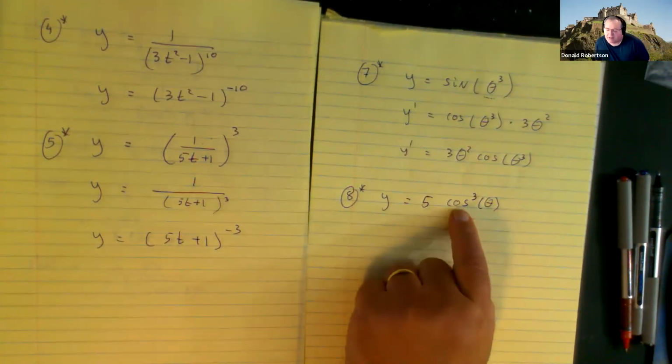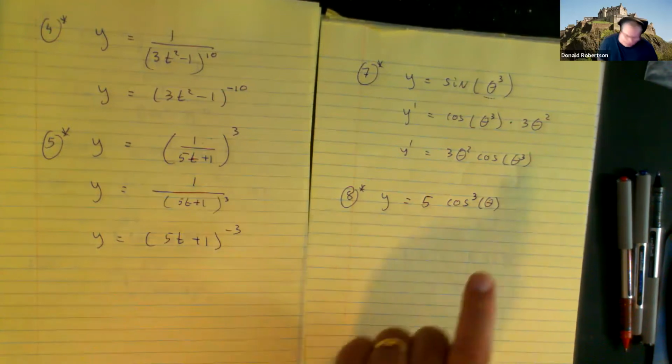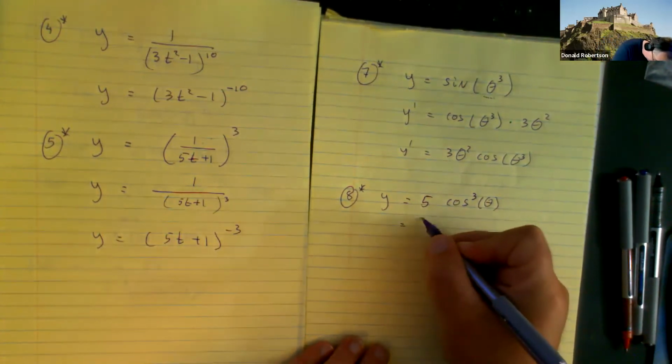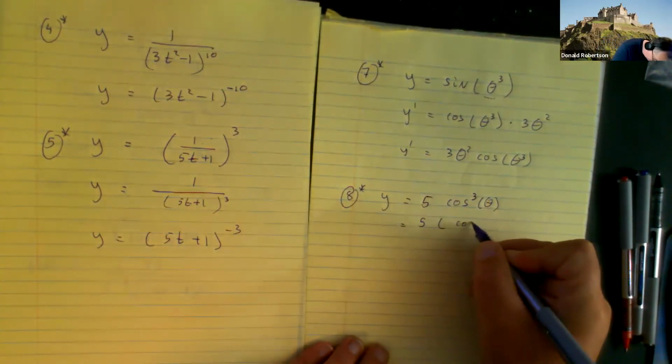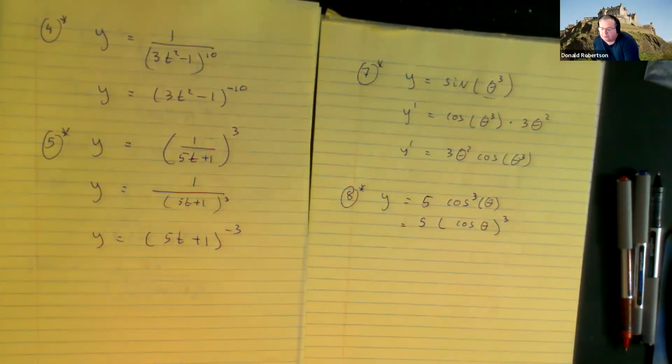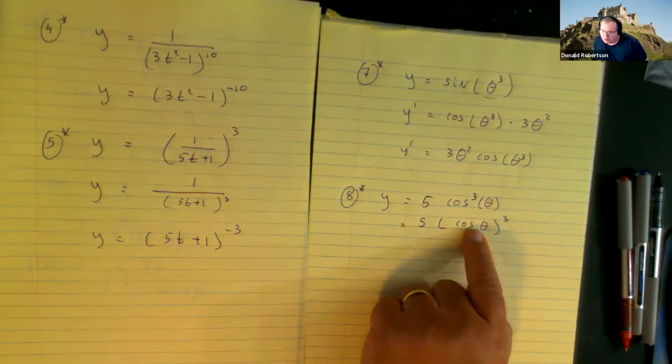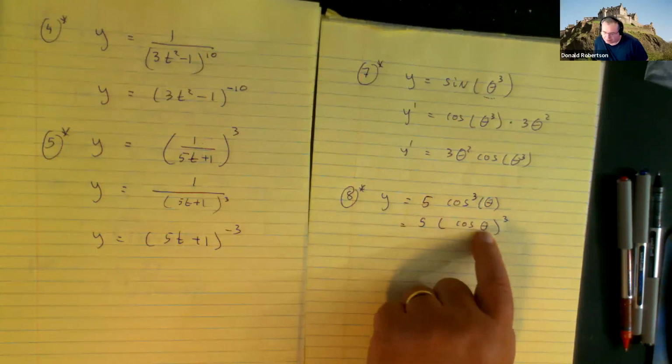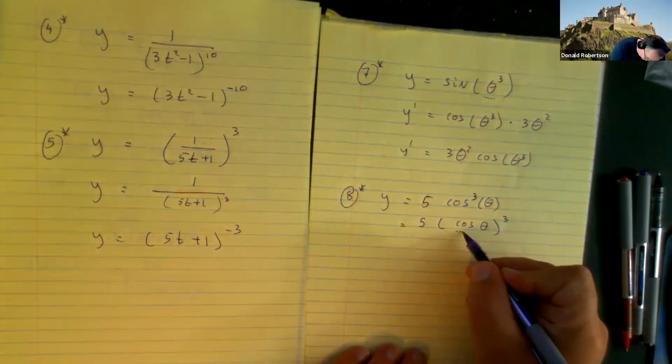Now, this one technically is good to go. I'm just going to rewrite it a little bit differently. Now, when I write it like that, is it a lot clearer that cosine theta is the inside function? So I've not really done much in the algebra. I'm just trying to do it to emphasize who the inside function is.